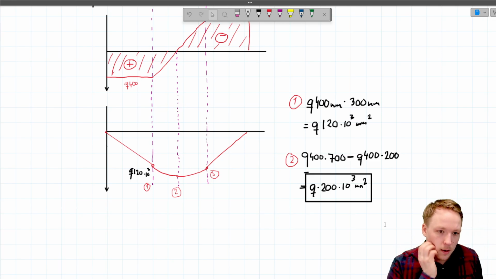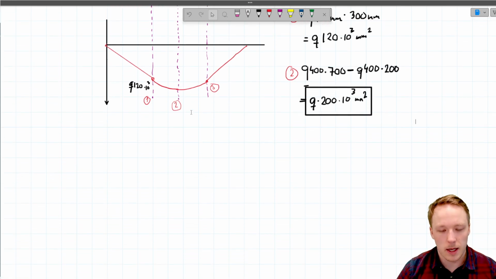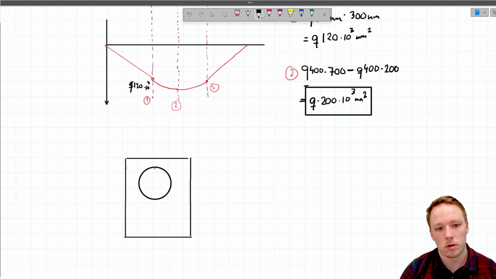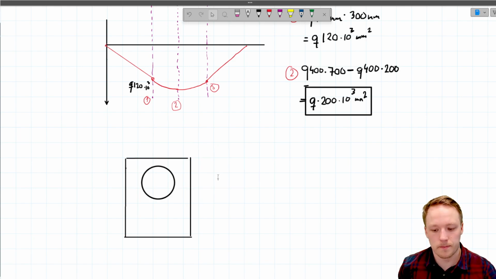Now we finally can go forward to calculating the stress in the structure, and we have to do the calculation of the second moment of inertia for the profile which we have here. So we have a rectangular profile that has a hole in the middle of it, like so.